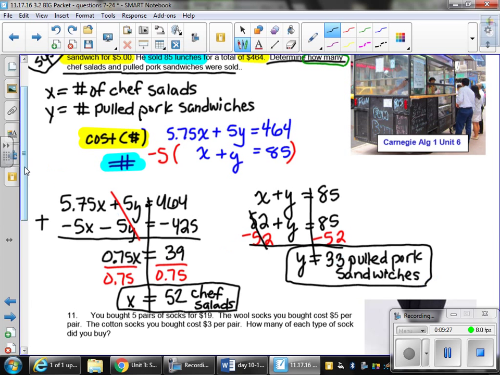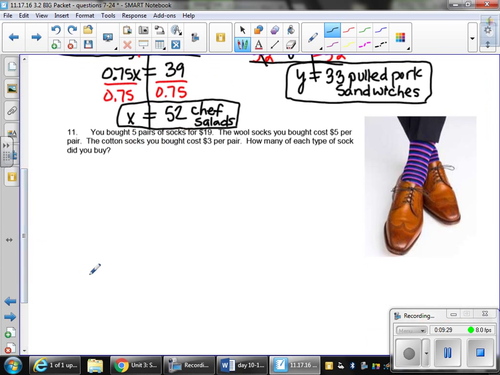Number 11. You bought 5 pairs of socks for $19. The wool socks you bought cost $5 per pair. The cotton socks you bought cost $3 per pair. How many of each type of sock did you buy?